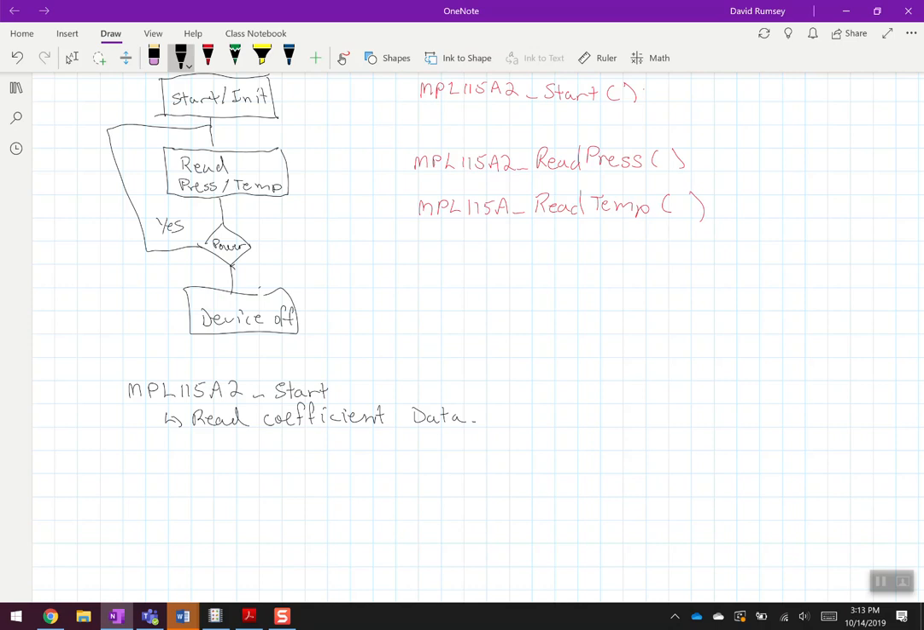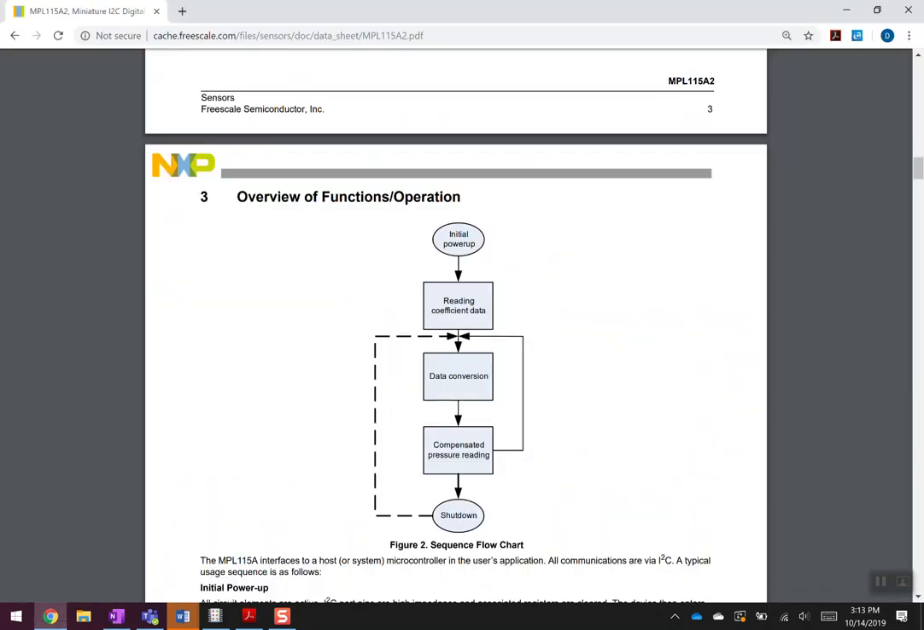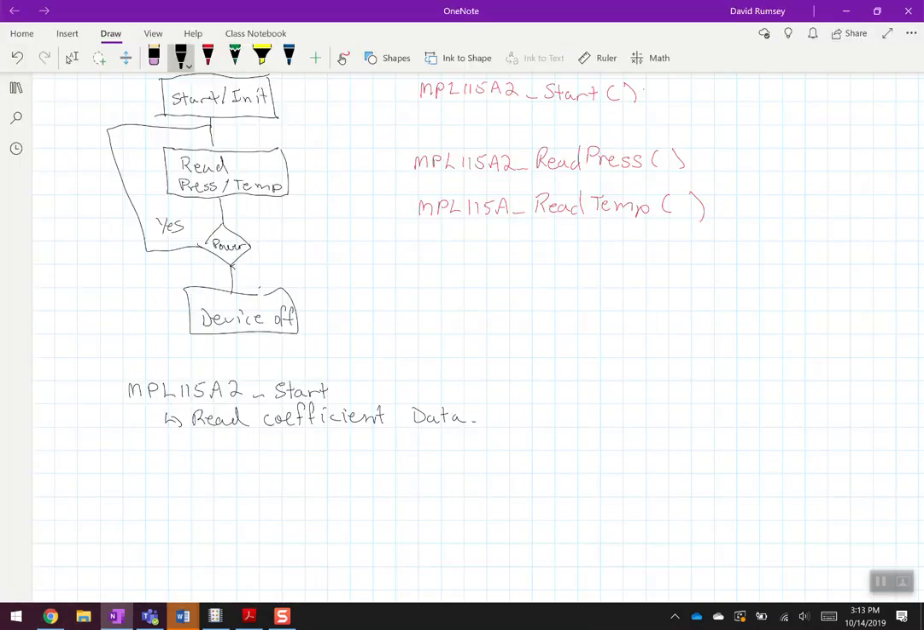The next thing, is there anything else that we need to do here? Some people might say the next thing you need to do is a data conversion. But remember, the data conversion is every time you want to take a measurement. So if we did one in the start, it would just be taking one measurement. I really don't need to take any measurements until one of the functions like reading the pressure or reading temperature asks for one. Right now, all I want to do is read the coefficient data.